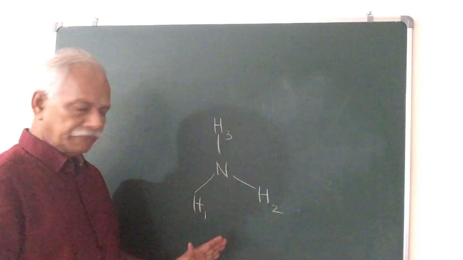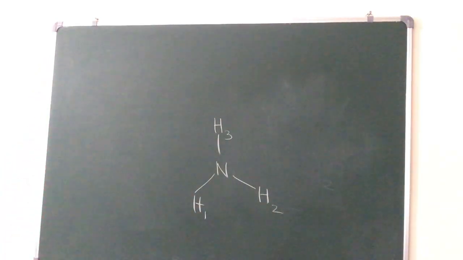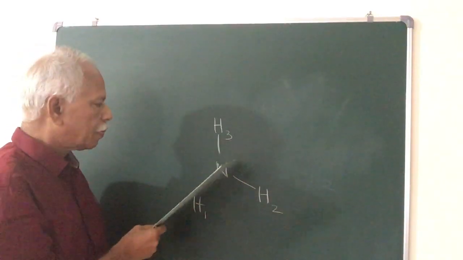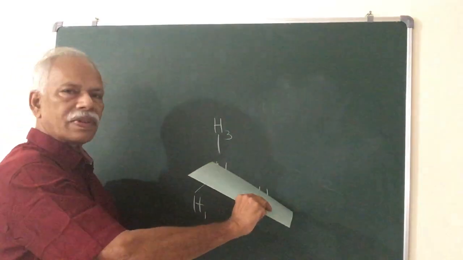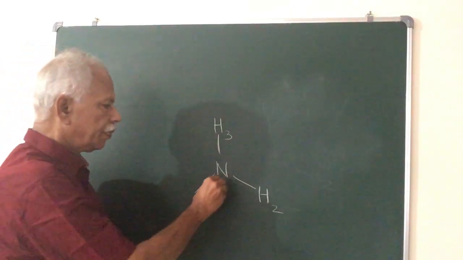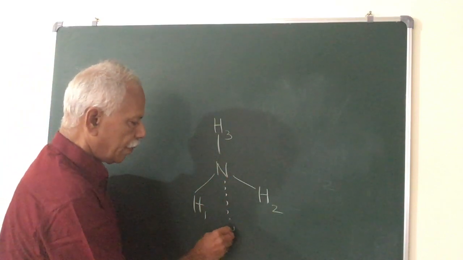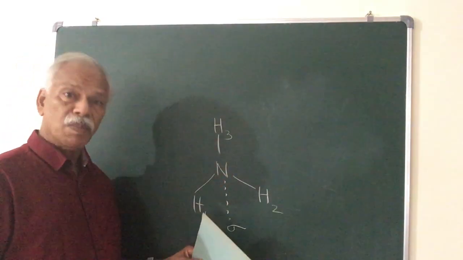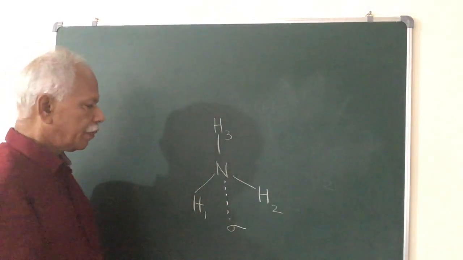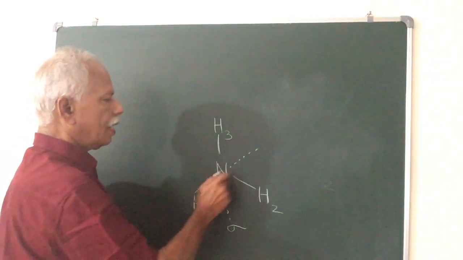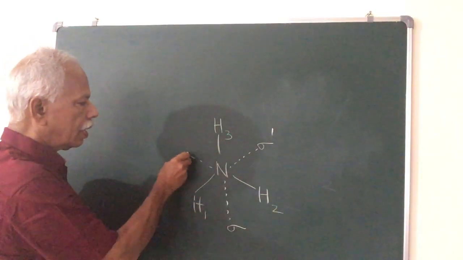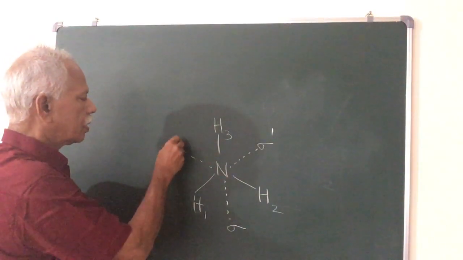A plane containing nitrogen and one of the hydrogen atoms. A plane like this, or a plane like this, or a plane like this. All these are planes of symmetry. The symbol for plane of symmetry is sigma. This contains hydrogen 3 and nitrogen. This contains hydrogen 1 and nitrogen. I will put it as sigma dash. And this contains hydrogen 2 and nitrogen, sigma 2 dash.